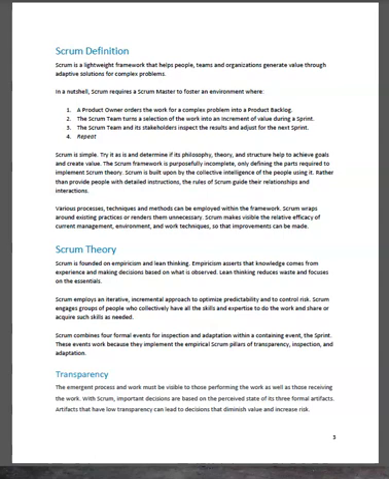Transparency. The emergent process and work must be visible to those performing the work as well as those receiving the work. With Scrum, important decisions are based on the perceived state of its 3 formal artifacts. Artifacts that have low transparency can lead to decisions that diminish value and increase risk.